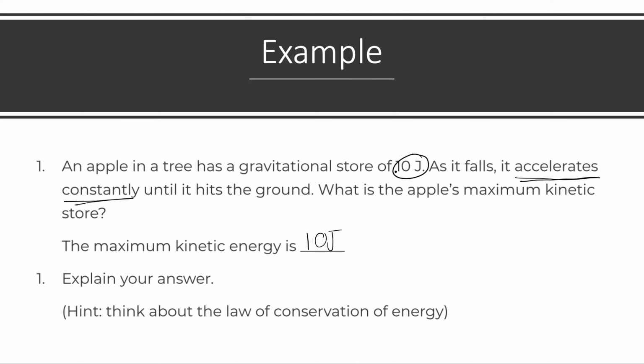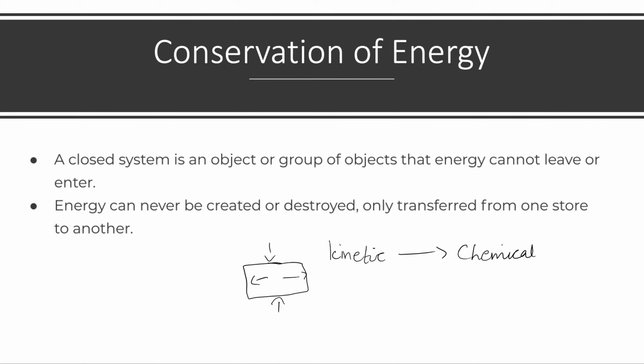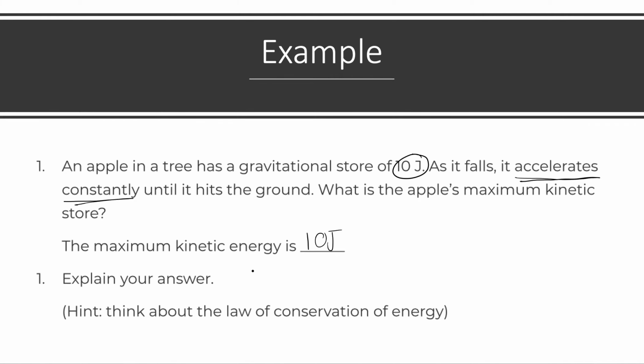So if it has 10 joules of gravitational potential energy, it's going to have 10 joules of the maximum kinetic energy. And the explanation to the answer would be the law of conservation of energy. The energy is always stored. It cannot leave or enter. It's not created or destroyed. And that's what you need to write for this question.